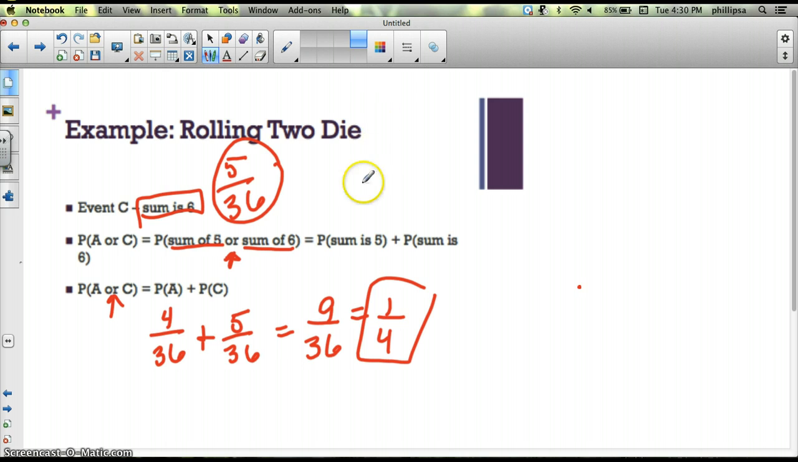Okay, we'll look at this idea of the word or more in depth in the next video. Or in probability is going to tell you to add. Sometimes you do have to be careful because there may be an addition and then a subtraction also involved if you are looking to count something more than once, but in general, when you see the word or, it should indicate to add.